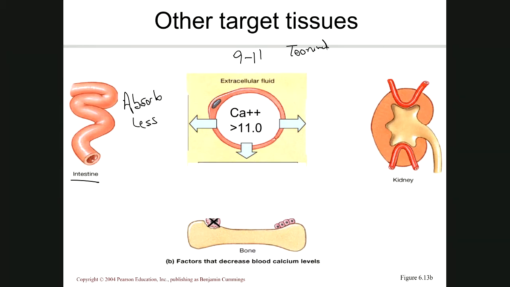What about here at the kidney? Do I excrete more or excrete less? I'm going to excrete more. And what about bone? Am I going to take it out or put it into the bone? I don't want it in the blood, so I'm going to deposit it into the bone. And all three of those things are going to make blood calcium go down.